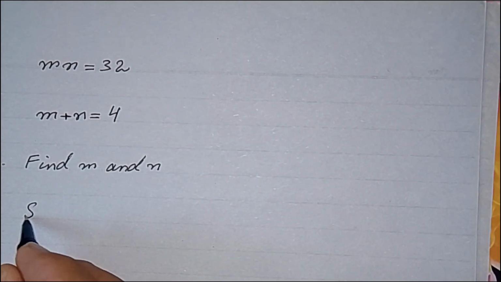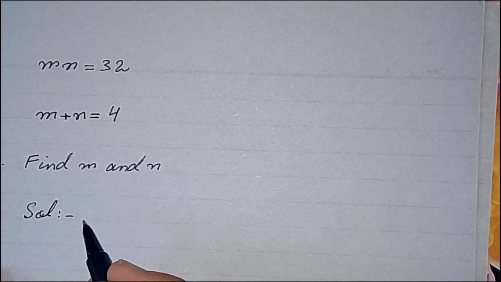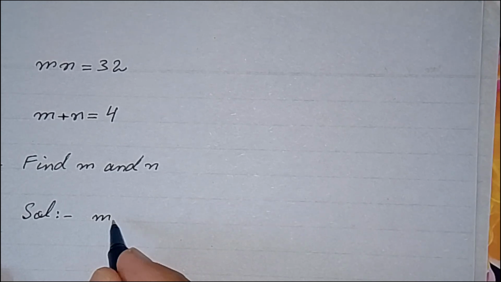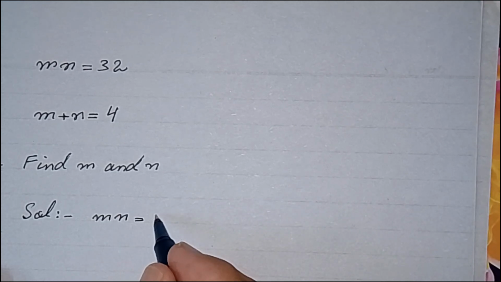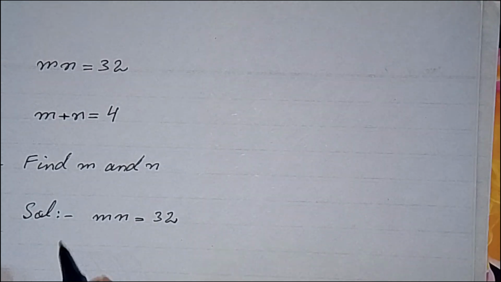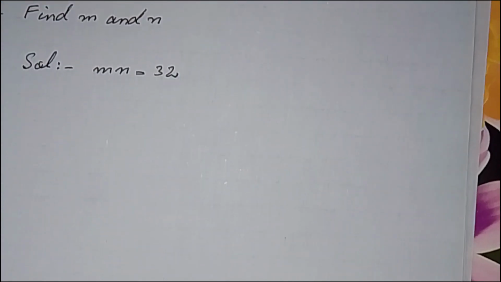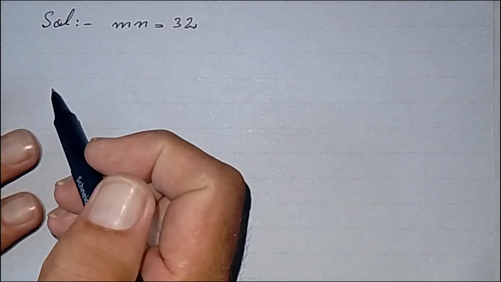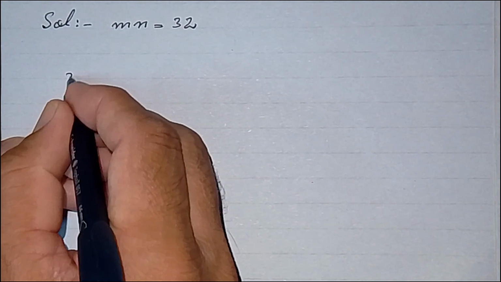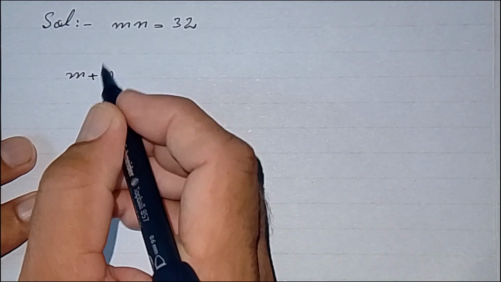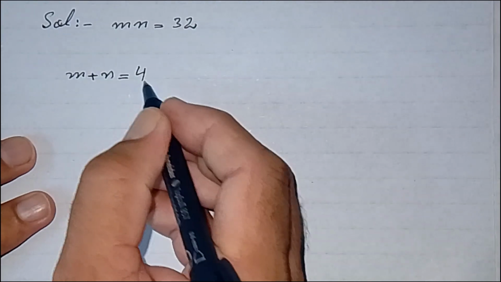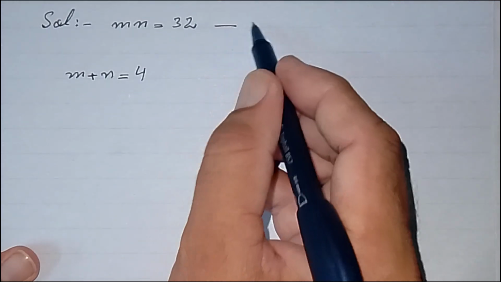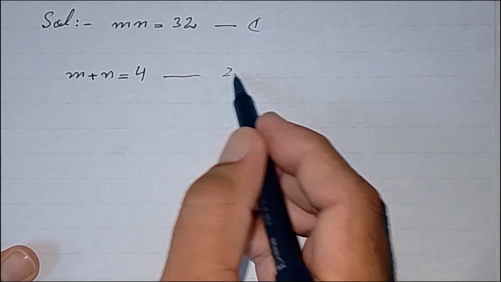Now the solution is: first equation, mn is equal to 32. Second, m plus n is equal to 4. Now this is equation 1 and this is equation 2.